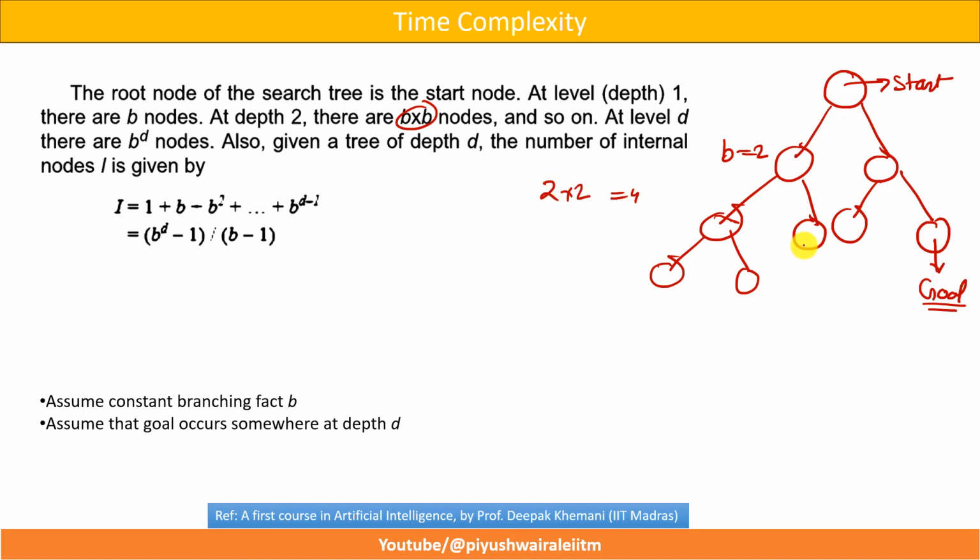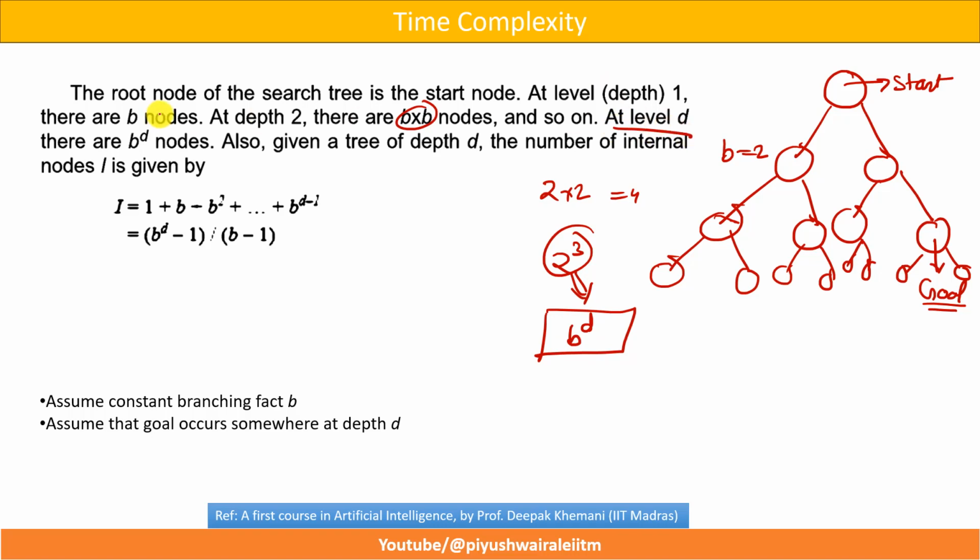And so on. So at a level d, say for example, let this be level 3. Here you can see how many nodes are there? 1, 2, 3, 4, 5, 6, 7, 8, right? It means 2 to the power 3. So in general, the number of nodes at a particular level is denoted by b to the power d. Please remember this. The number of nodes at a particular level is given by b to the power d. So at level d, there are b to the power d nodes.